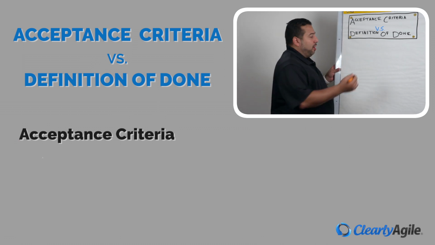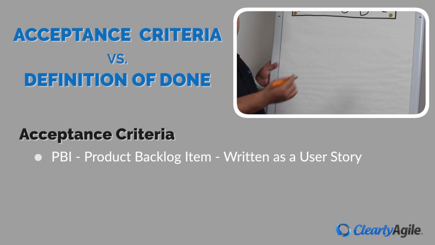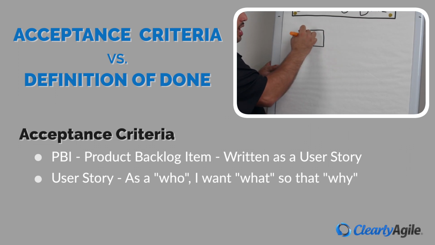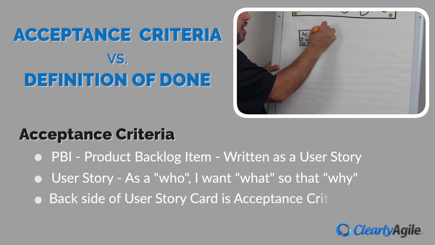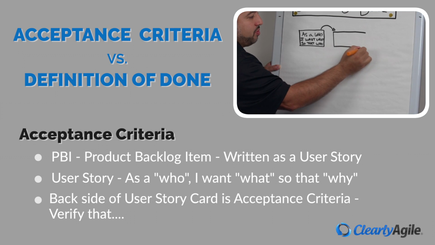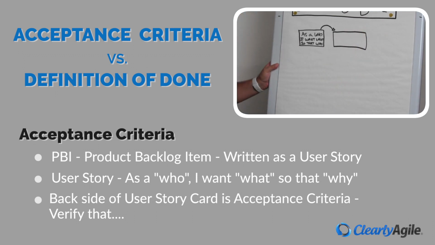In our product backlog, we might have a PBI, product backlog item, that's written in the format of a user story. So the format of a user story is: as a who, I want what, so that why. And on the back side of our product backlog item, written in the format of user story, we have something called acceptance criteria.